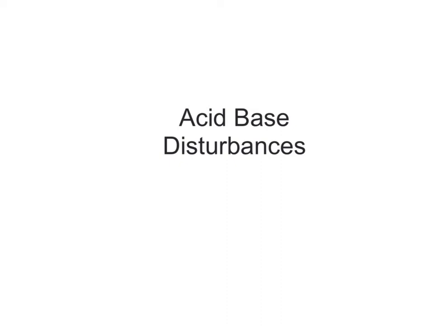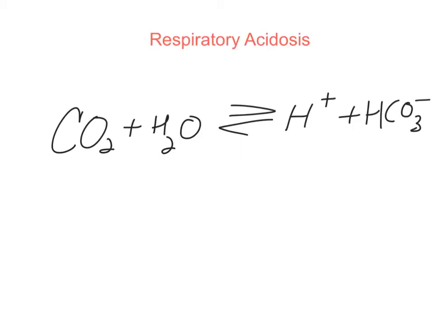This Explain Everything is on the 4 types of acid-base disturbances, remembering that the 2 main types are respiratory or metabolic, and that they're either going to be acidosis or alkalosis. Let's start with respiratory acidosis. The fact that it is respiratory indicates that the cause was due to a respiratory problem.